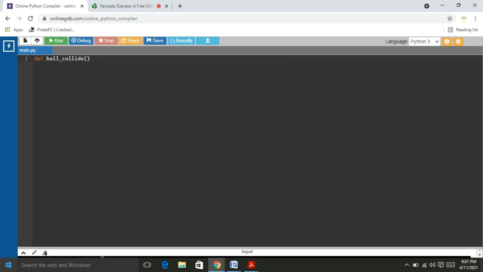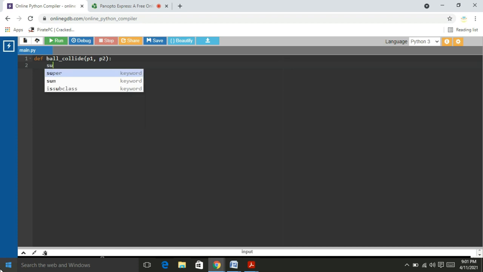Here I am going to call them P1, P2, and here I am going to write how to calculate the distance. Before the distance, I am going to calculate the sum of the radii.